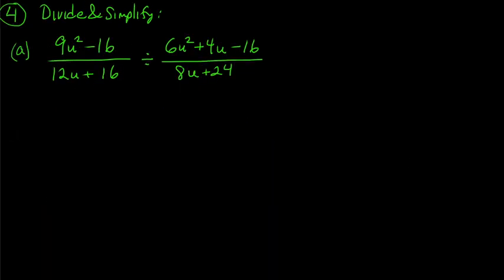Okay, so I'm skipping 3D. It's done much the same way, and I don't think it's really any more difficult than B or C. So let's go on to number 4a. Now we're dividing and simplifying. Okay, so we have 9u squared minus 16 over 12u plus 16 divided by 6u squared plus 4u minus 16 over 8u plus 24. I just want to make sure I got it right here.